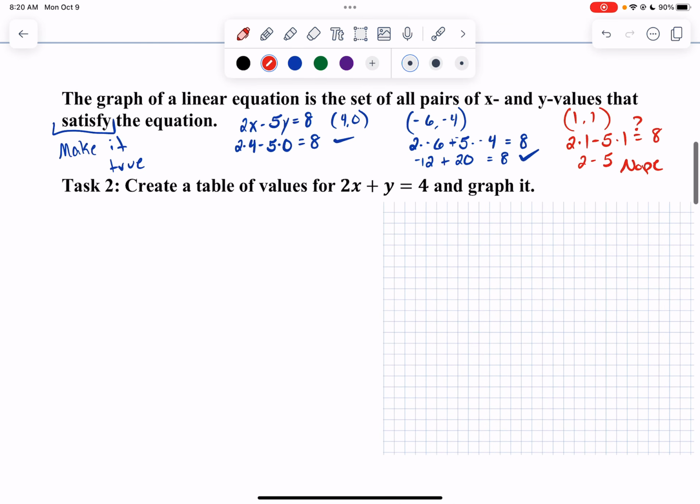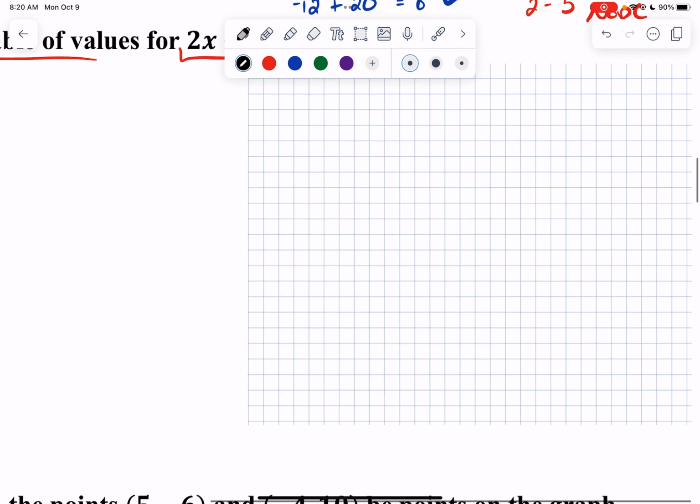Okay, so to be able to graph a linear equation, we're going to create a table of values. What we're going to do is create an X, Y table and find points that work in this, and then we're going to graph them. So first, again, a bit about graphing.